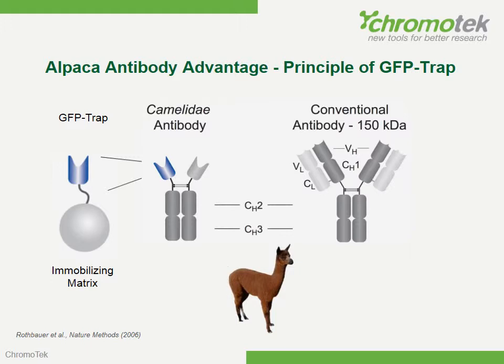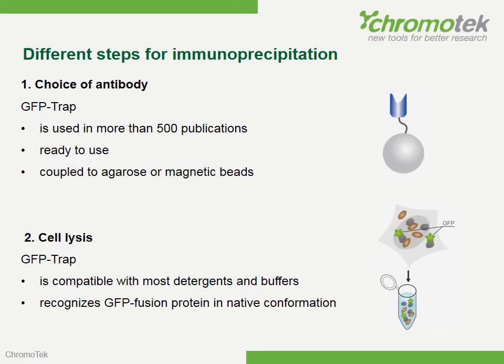And especially the strong binding of the GFP-Trap to GFP is a big advantage in optimizing your IP reaction. The GFP-Trap was already used in thousands of IPs. It's published in more than 500 publications. The beads are ready to use, so again, just take them out of the fridge, wash them and use them. And the GFP-Trap is available coupled to different matrices like agarose beads or magnetic beads, or even 96-well plates if you want to do high throughput analysis.